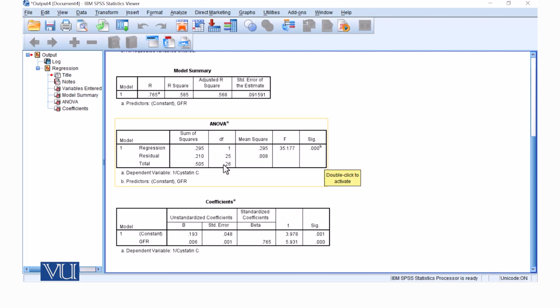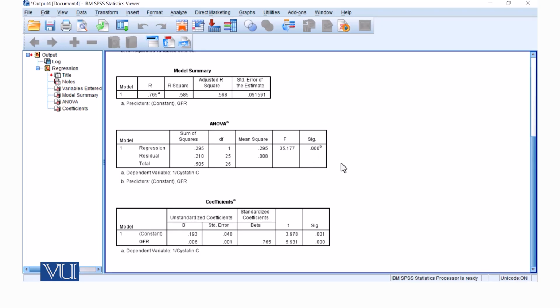We have only two parameters in our regression model, beta naught and beta 1. Hence, our regression degrees of freedom is 2 minus 1, and the remaining degrees of freedom, that is n minus k, is 25, which is for the residual, with their respective mean square. If you divide 0.295 by 1, you will get this answer, and divide 0.210 by 25, you'll get this answer. Taking this ratio, the F ratio, which is the variance ratio, is 35.177. Using this F statistic, the p-value calculated is 0.000, which is less than 0.001.